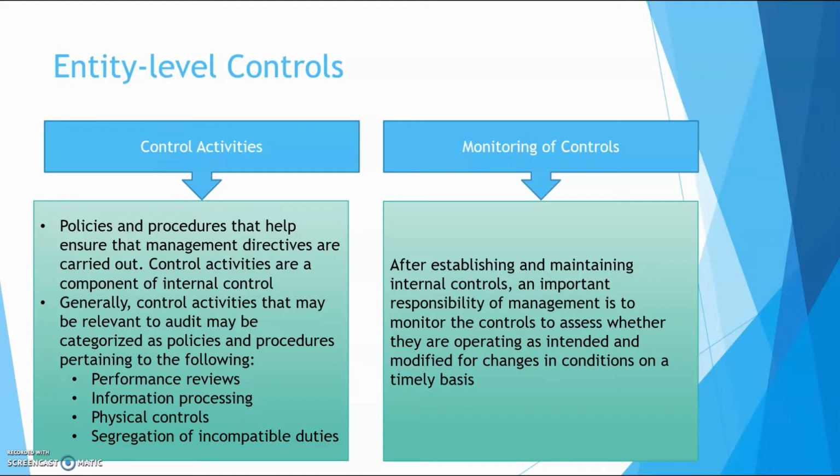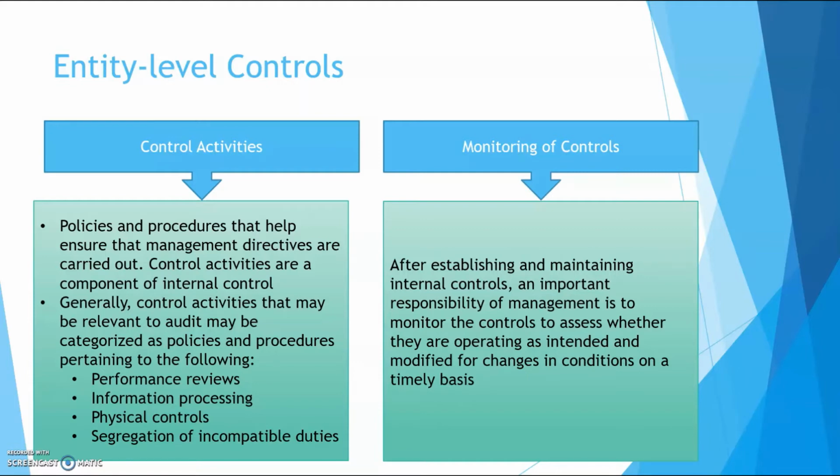And last, but potentially the most important, is the monitoring of controls. So after establishing and maintaining internal controls, an important responsibility of management is to monitor the controls to assess whether they are operating as intended and modify for changes in conditions on a timely basis. Now this is really important. You may identify a risk in the business that requires some internal controls to help prevent something going wrong. You may think you've come up with a fantastic solution and implement it, but unless you review it and assess whether it's actually had its desired impact, you risk the control going horribly wrong and doing absolutely nothing.